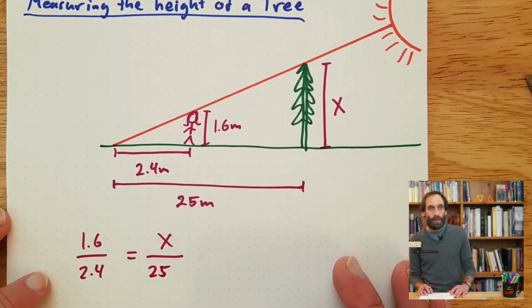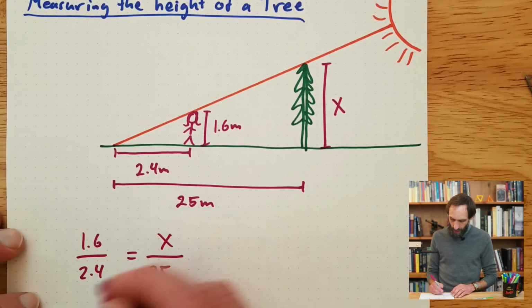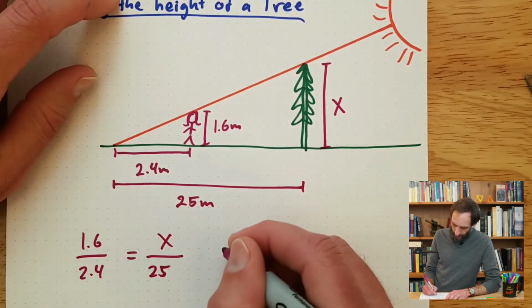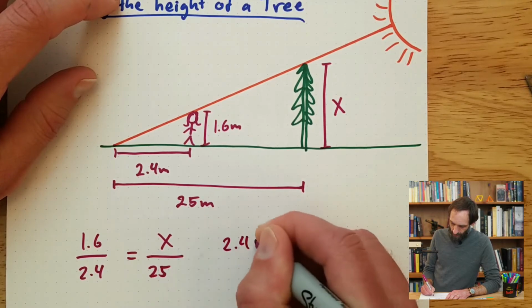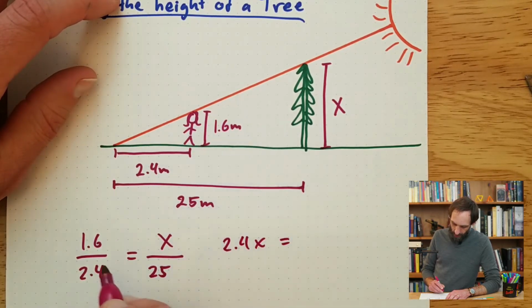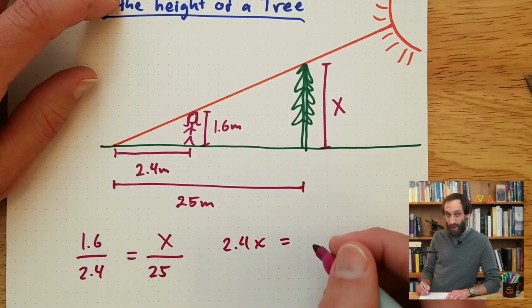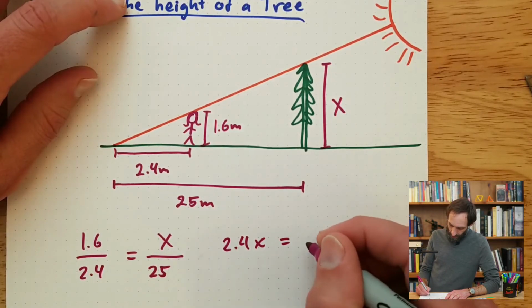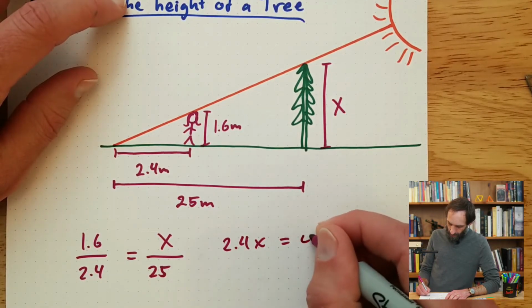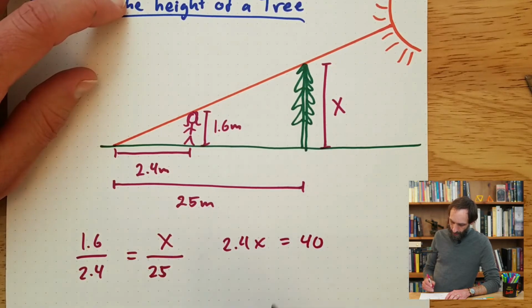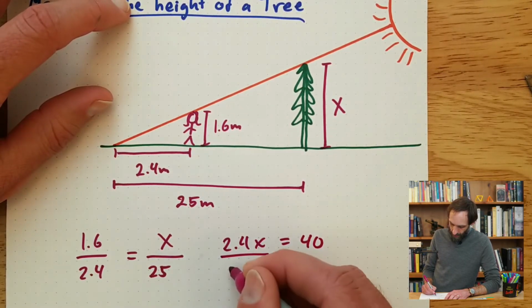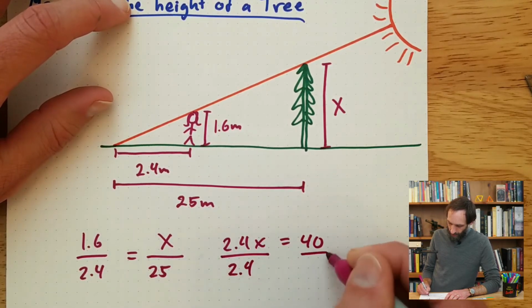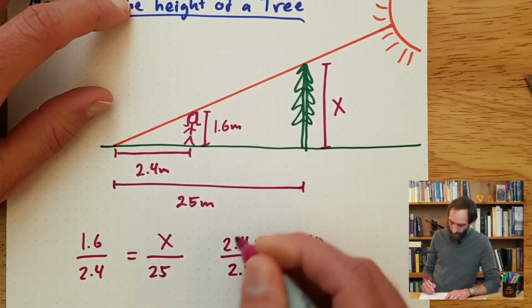Okay, so we'll go ahead and do our algebra. We cross multiply this, and that gives us 2.4x is equal to 1.6 times 25. 1.6 times 25 is 40, I believe. And now we're going to divide both sides by 2.4. Divide by 2.4, divide by 2.4.